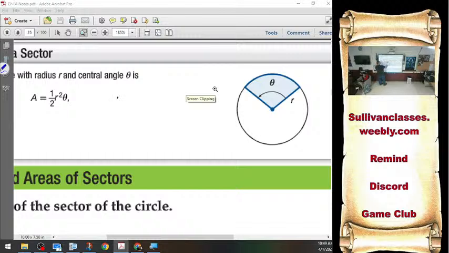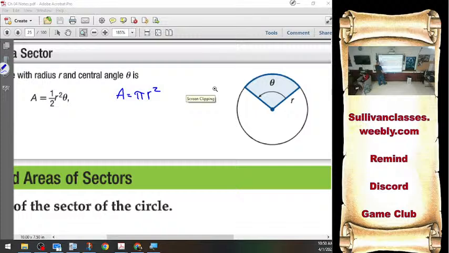Back in geometry, we said the area of a circle is what? Pi r squared. Pi r squared. 2 pi r is circumference, pi r squared is area.